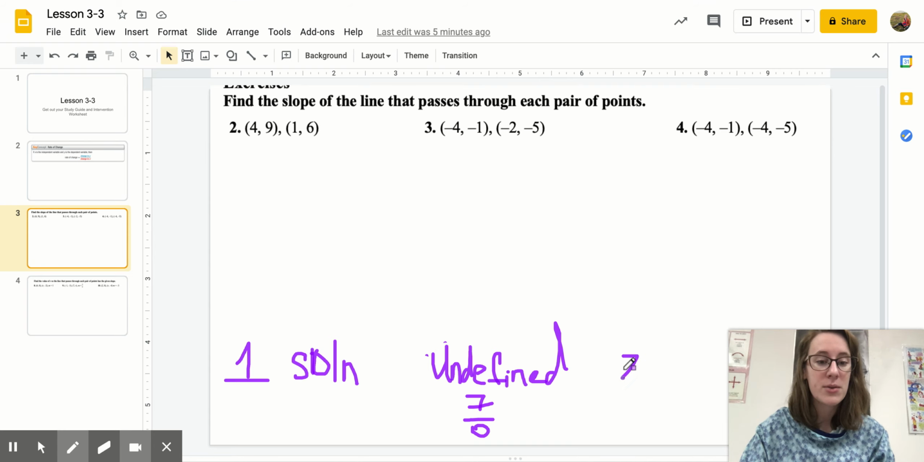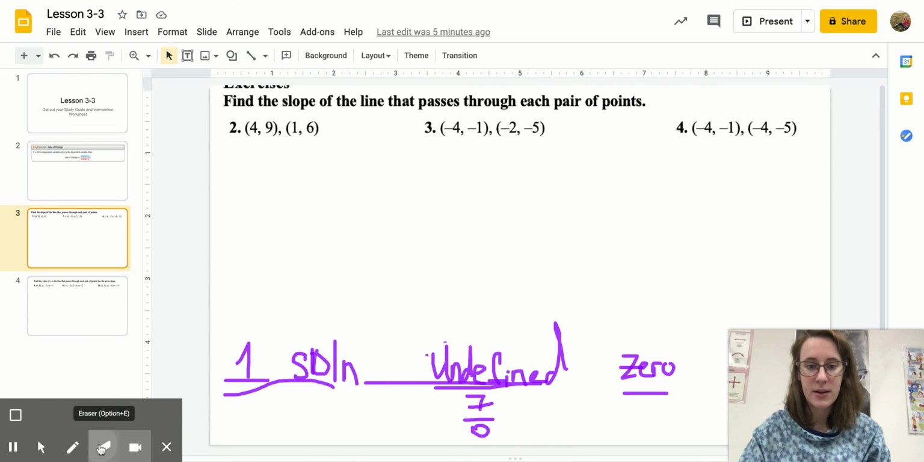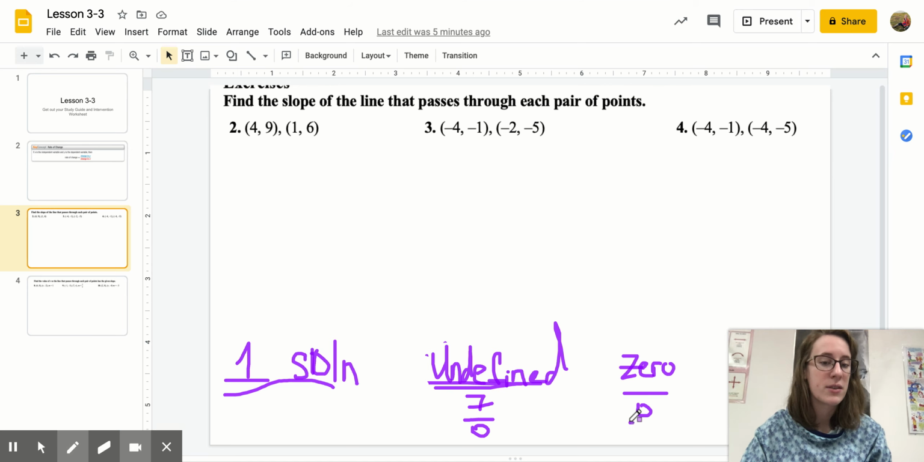Then you also could have a 0 slope. If it's the other way around, it's okay. So if you have a 0 slope, you might have something like 0 over 7. 0 divided by 7 is 0.